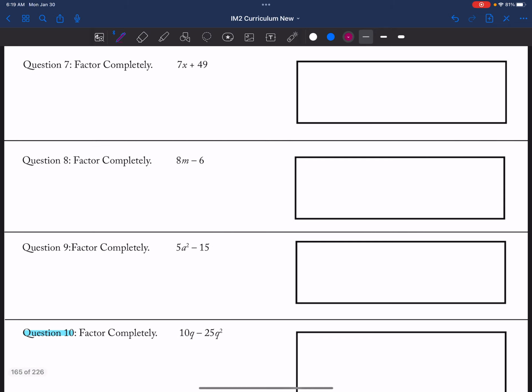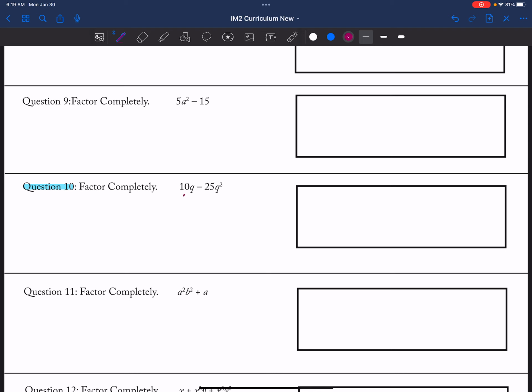Okay. And then not doing 8, doing 10. So then 2 times 5, 5 times 5. So this is 2 times 5 times q, minus 5 times 5 times q times q. So what's in common is a 5q. So I can factor out a 5q. And I'm left with a 2 minus 5q. 2 there, minus sign, a 5, and a q. So 5q times 2 minus 5q.